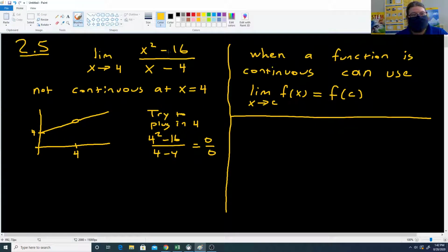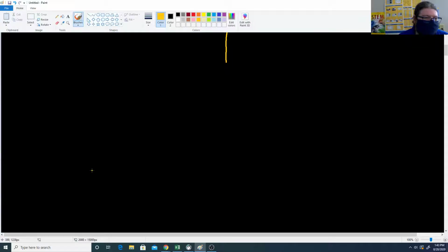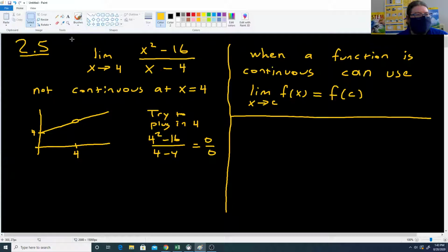If algebraically we can rearrange this function so that it coincides with a continuous function everywhere except at a single point, then we can plug into the continuous function to evaluate the limit. So what we're going to do is look at, let me bring that on down, this function we're dealing with still.